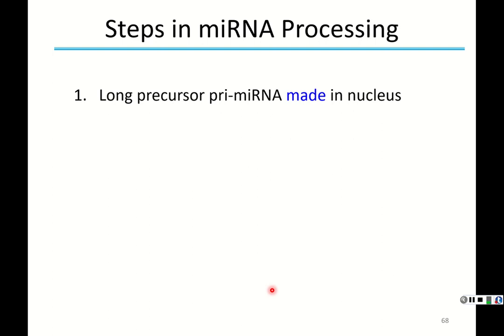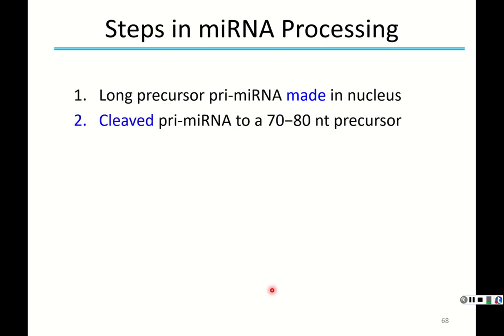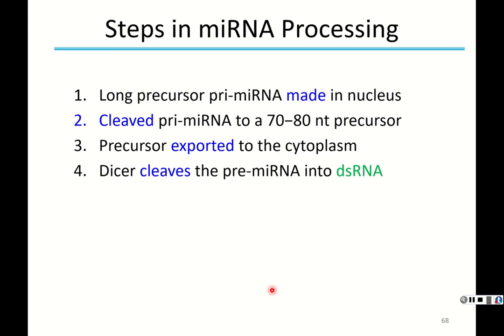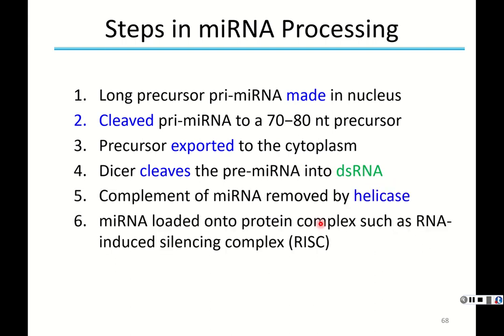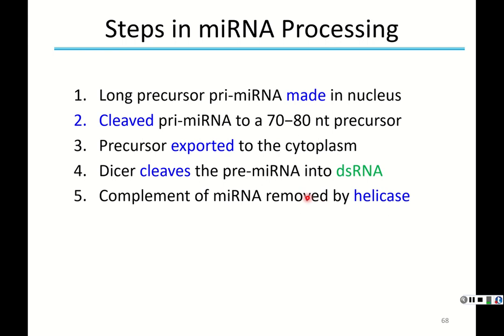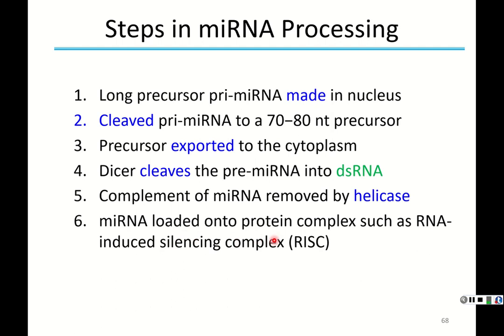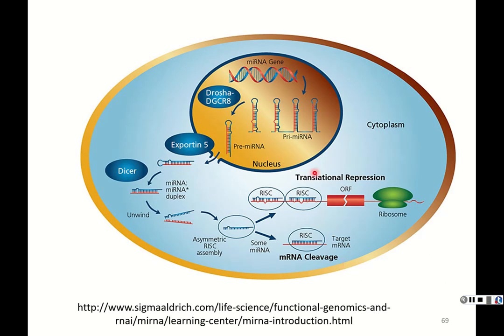So the long precursor pre-microRNAs are made in the nucleus, then they're cleaved to about a 70 to 80 nucleotide precursor. Those are exported to the cytoplasm. Dicer cleaves these pre-microRNAs to double-stranded RNA. The complement of the microRNA is removed by a helicase, and that really activates it. MicroRNAs are loaded onto a protein complex called the RNA-induced silencing complex, the RISC complex. RISC then binds to the target messenger RNA. This probably looks better in picture form, right? So our microRNA gene is here.